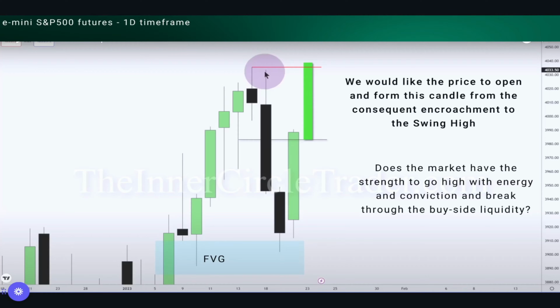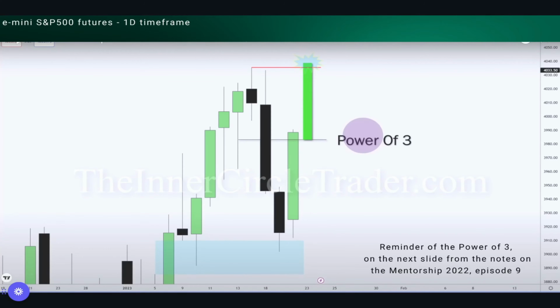A question that we will ask ourselves is, does the market have the strength to go high with energy and conviction and break through the buy-side liquidity? ICT reminds us of the power of 3. On the next slide, I'm going to show you my notes from the Mentorship 2022 that regard indeed episode 9 that talk about the power of 3.